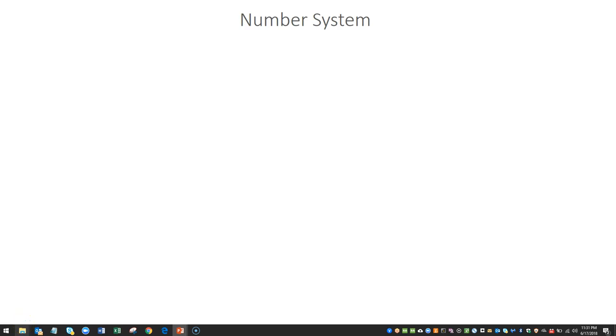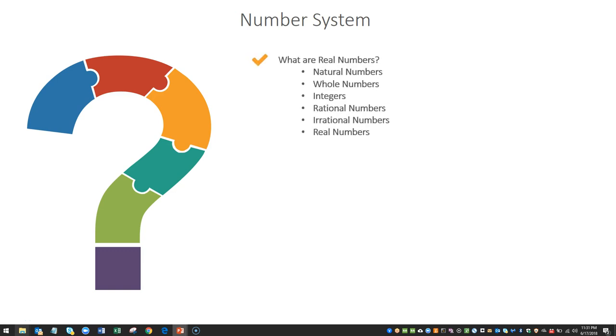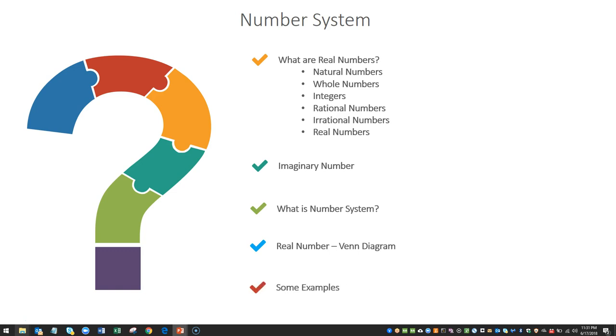In this section, we are going to talk about number system. We'll try to understand what is number system. We'll start with what are real numbers. Then we'll talk about imaginary number. Then we'll talk about what is number system. And then we'll take a Venn diagram representation of real number. And finally, we'll take some examples.